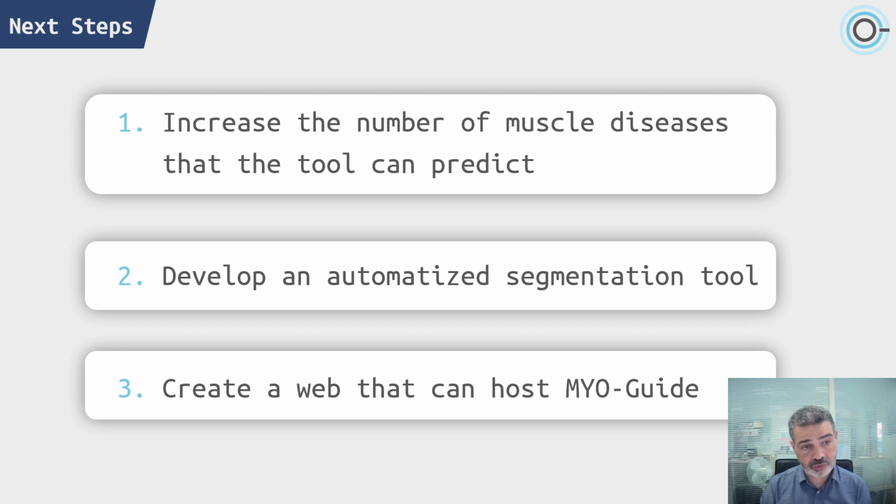So we want to increase the number of muscle diseases. We have started with 10. We want now to go to 25 or even more. We would like also to develop an automatic segmentation tool, so a tool that can help clinicians to automatically identify the muscles that are affected and the muscles that are spared. And the third part is, of course, to create a web that can host this new version of MYO-Guide.